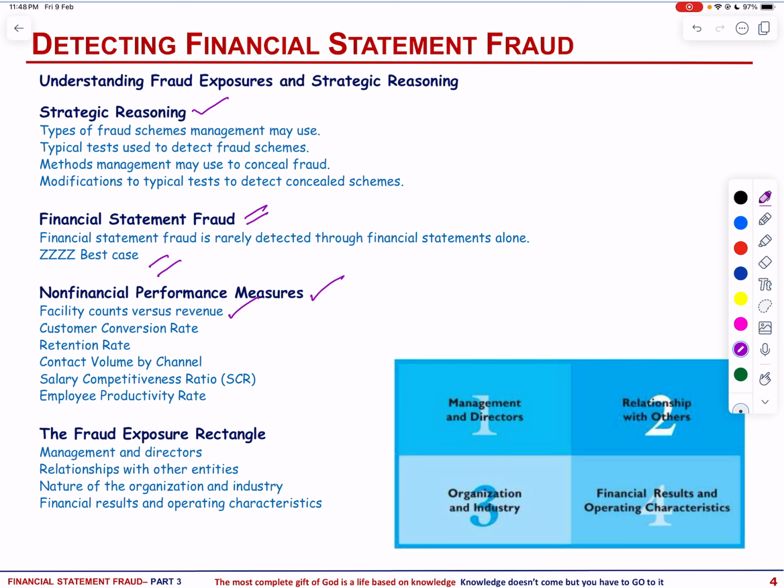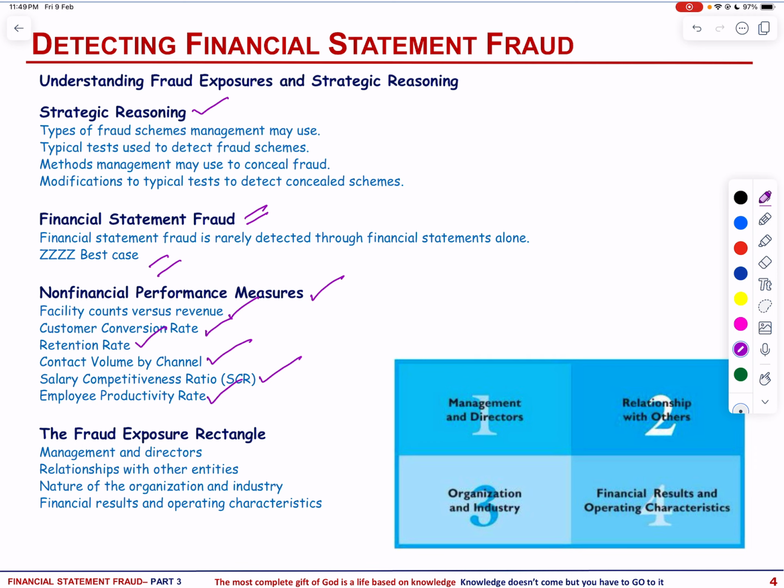There are several non financial performance measures like customer conversion rate, that is the percentage of interactions with customers that result in a sale, retention rate, that is the portion of consumers who remain customers for an entire reporting period, contact volume by channel, that is the number of support requests by phone and email. This allows the organization to not only compare which method customers prefer, but also to track the number of support requests month to month. A salary competitiveness ratio, the competitiveness of compensation options, employee productivity rate, workforce efficiency measures over time. So, all these are examples of non financial performance measures.